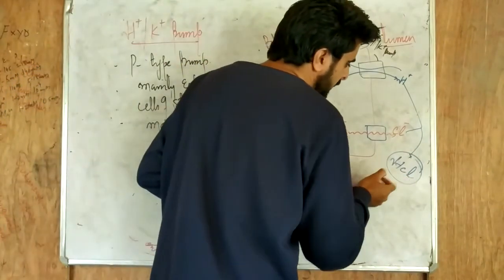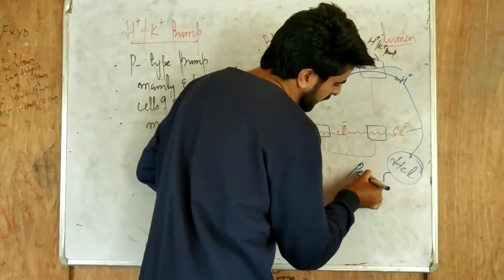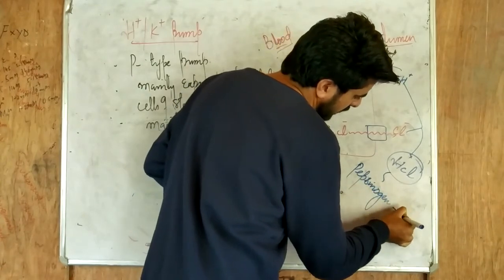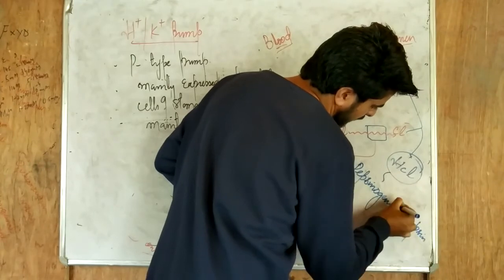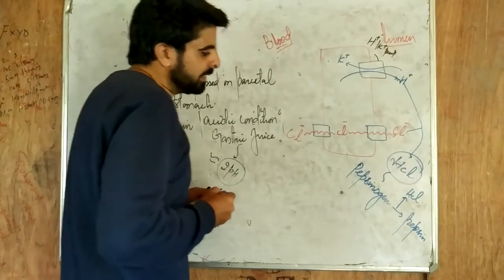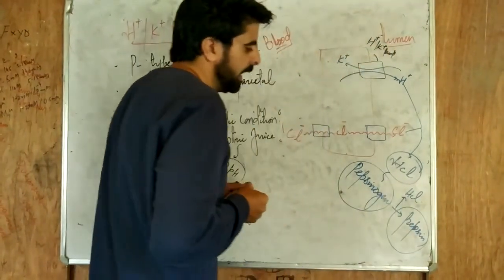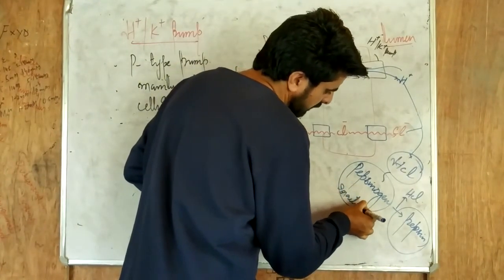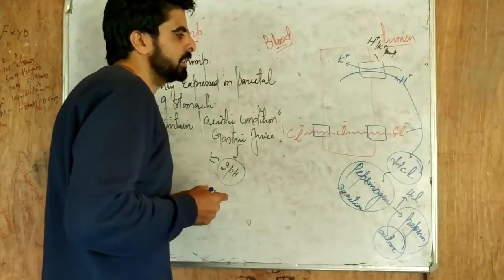And this acidic environment, this HCl, converts pepsinogen, an inactive enzyme or zymogen, into pepsin with the help of hydrochloric acid. That means in the acidic environment, this pepsinogen is converted into an active form, that is pepsin. This is the inactive form of the enzyme and this is the active form. So it gets activated only when there is an acidic condition.